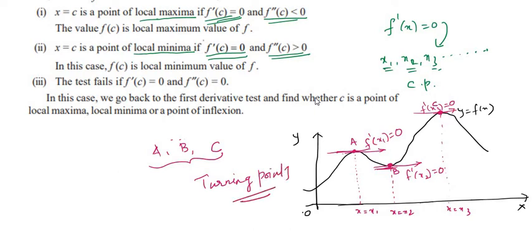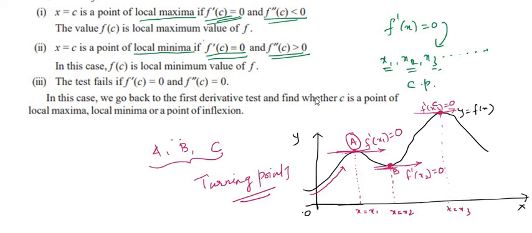Okay, now see the second condition, f double dash. Here I am taking the first one, A. On the left side of A, how is the function? Can you see the curve? The curve goes on increasing.